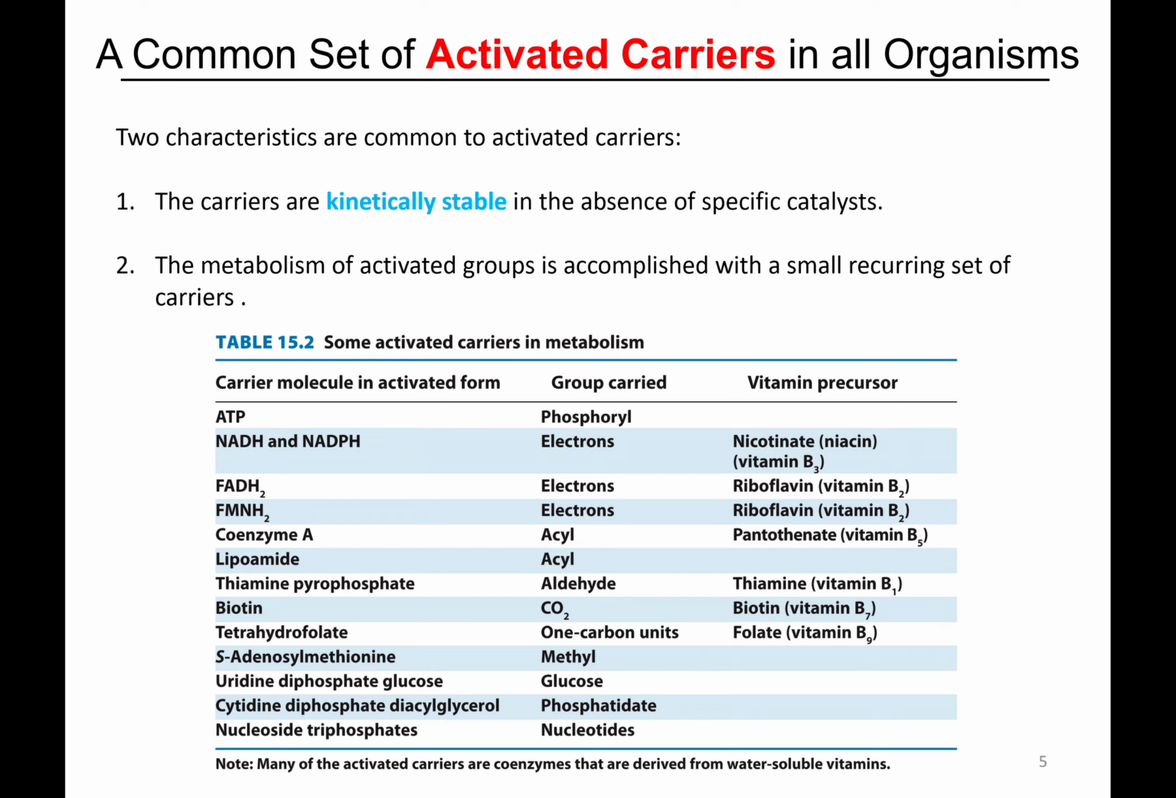They are kinetically stable, meaning that once we make these molecules, once we have phosphate on ATP, once we have electrons on NADH or FADH2, once we have an acetyl group on coenzyme A, it's kinetically stable. It's not going to spontaneously hydrolyze really quickly. However, hydrolysis is typically spontaneous. So thermodynamically unstable, kinetically stable.